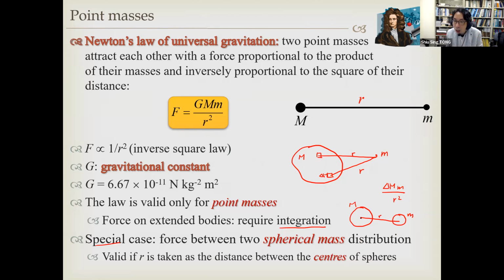As long as the R I choose is the distance between the centers of the spheres. If I choose R to be the distance between the centers of the spheres, then the gravitational force is exactly given by GMm over R squared. But that requires integration, and Newton actually did an integration to show that for this particular case of 2 spherical mass distributions, the force is exactly GMm over R squared. So that is for this case only. Okay.